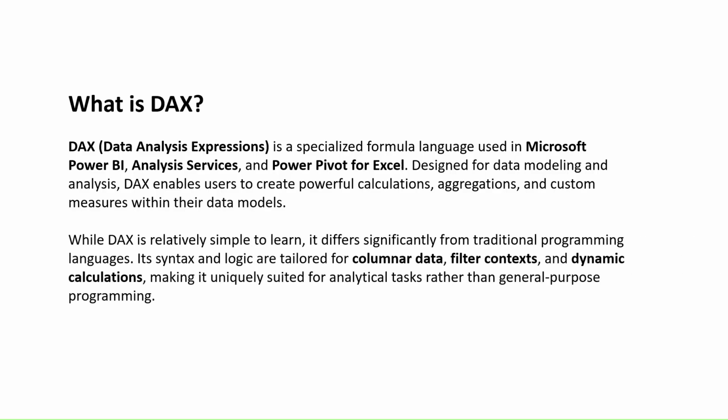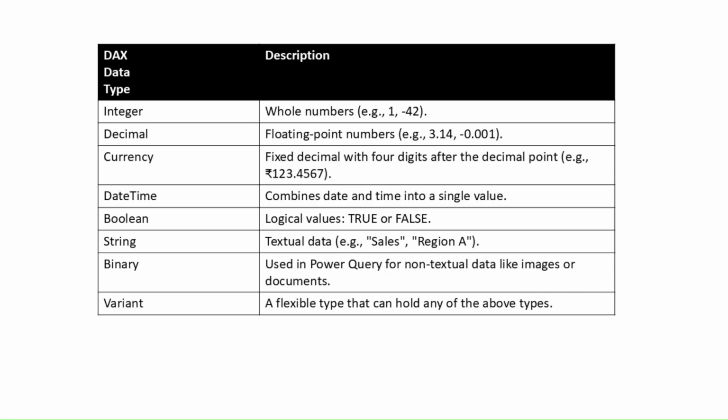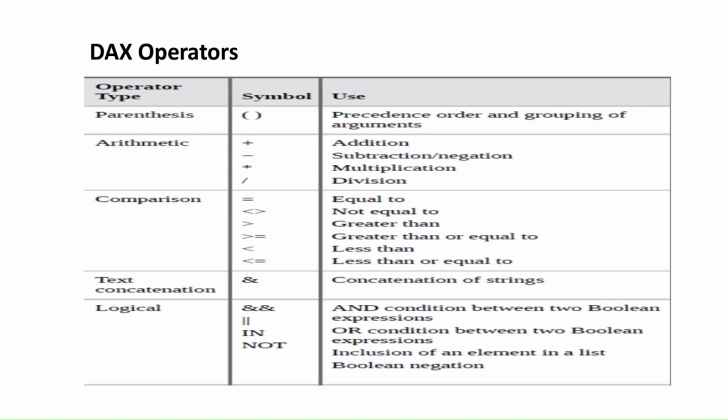While DAX is relatively simple to learn, it differs significantly from traditional programming languages. Its syntax and logic are tailored for columnar data, filter contexts, and dynamic calculations, making it uniquely suited for analytical tasks rather than general-purpose programming. DAX data types are integer, decimal, currency, datetime, Boolean, string, binary, variant. Here is a list of DAX operators.